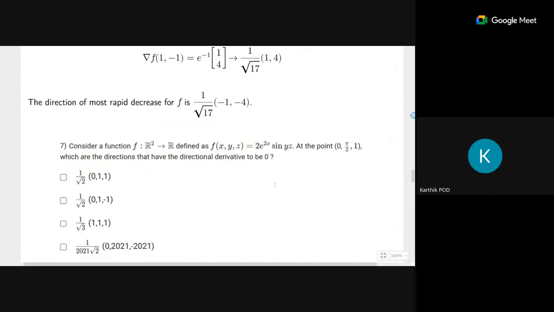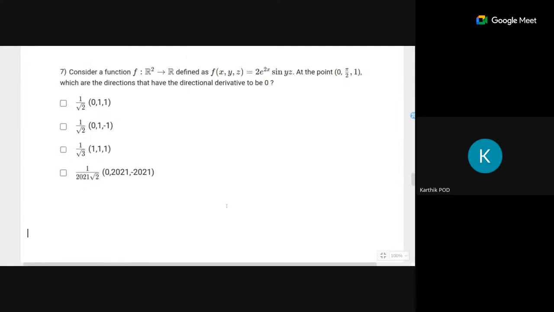Now since we have some more time, let's quickly do this question also. This is some other activity question. You have a function at the point (0, π/2, 1). Here it's asking a slightly different question: what is the direction in which the function's directional derivative turns out to be zero?